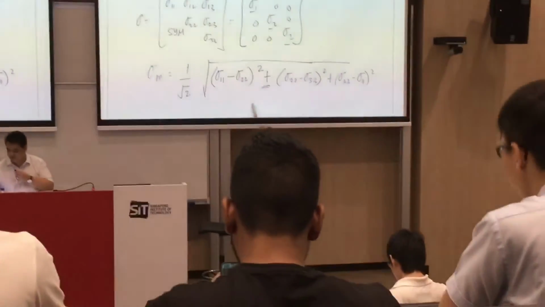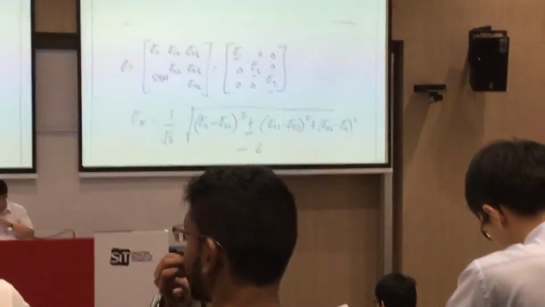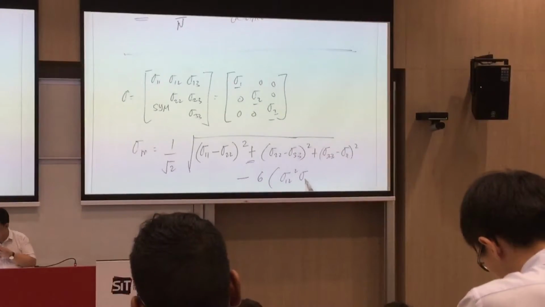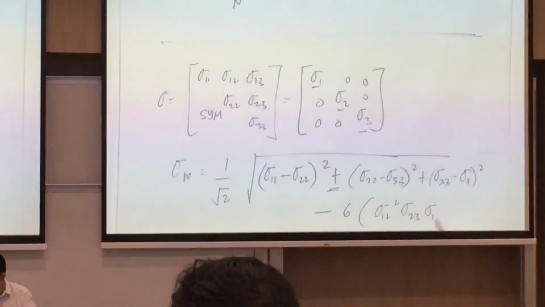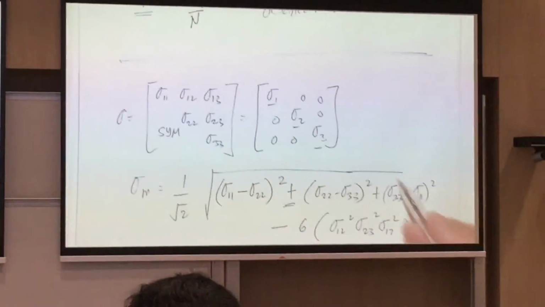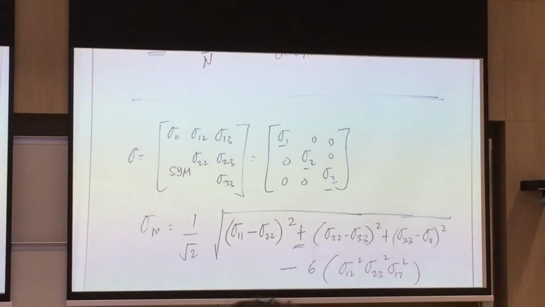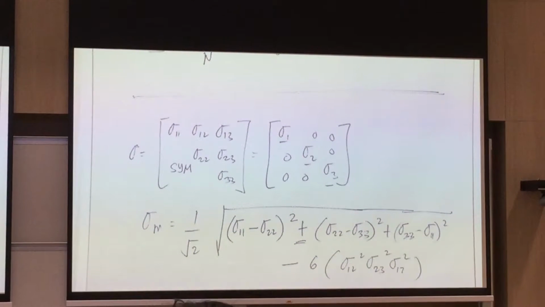And this one, is it a plus or minus? Minus 6. And then we have sigma 1 2 squared, sigma 2 3, sigma 1 3 squared. Okay? Is that okay? I think I made some mistake in the equation for the von Mises stress that I gave you. Please check, it's in your notes anyway, so you can always compare.